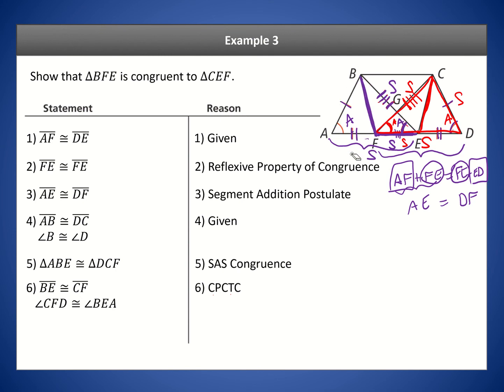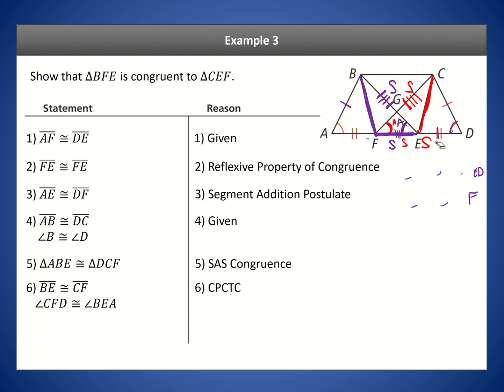And I'll go ahead and eliminate the rest of this information just to show you. So now we know that those two triangles in the middle are congruent by SAS, or by the CPCTC, which means that the two triangles are congruent by SAS. All right, so we proved that triangle BEF is congruent to CFE.